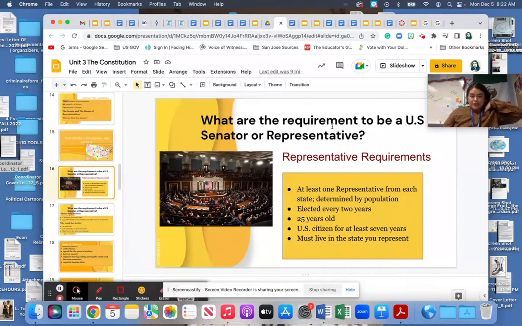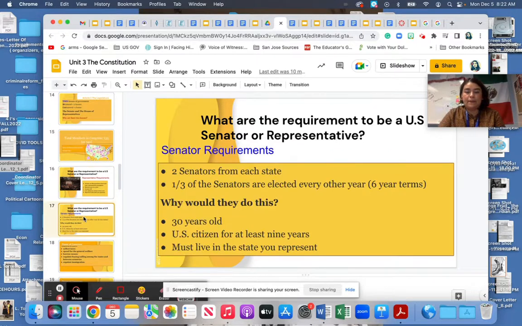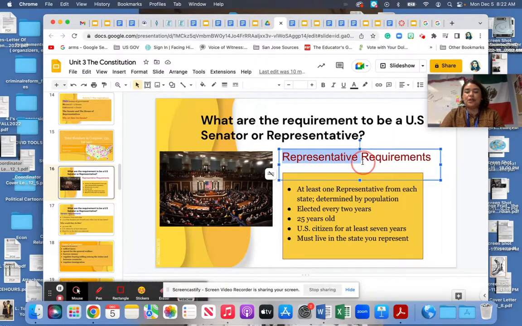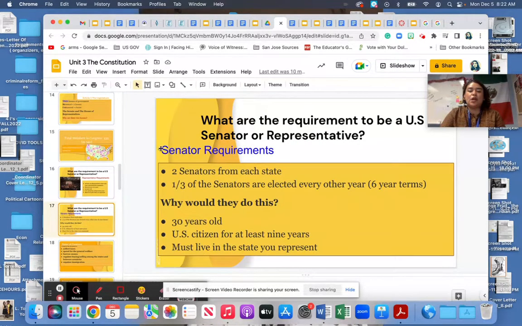If you are ever considering to be a senator, or as you know anyone, these are the requirements. You have to be elected every 2 years. You must be 25 years old. And you have to have been a U.S. citizen for at least 7 years. And you have to live in the state that you want to represent. Representative requirements. You must be 30 years old. U.S. citizens for at least 9 years. And you must live in your state. And on slide 16, this is for the representative. Okay? And then for slide 17, we're talking about senators.